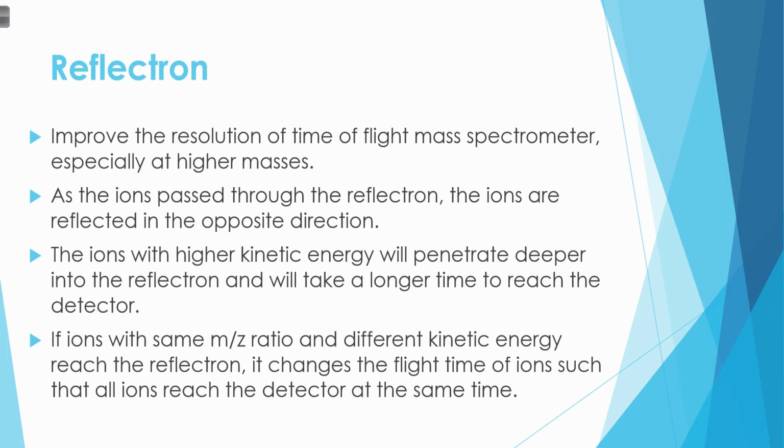A reflectron is present in some of the time-of-flight mass analyzers. The reflectron is added to the TOF mass analyzer to improve the resolution of the mass spectrometer, especially for higher masses of ions. The function of the reflectron is to reflect the ions that pass through it in the opposite direction. Compared to ions with lower kinetic energy, the ions with higher kinetic energy penetrate deeper into the reflectron and will take a longer time to reach the detector. The purpose of the reflectron is to adjust the flight time of ions such that the ions with the same mass to charge ratio and different kinetic energy reach the detector approximately at the same time.